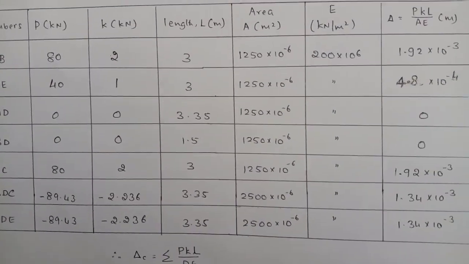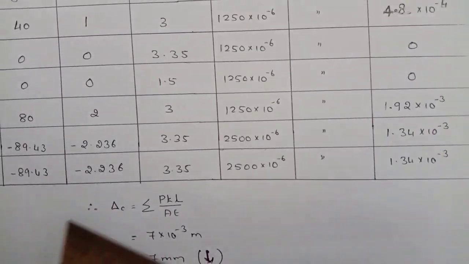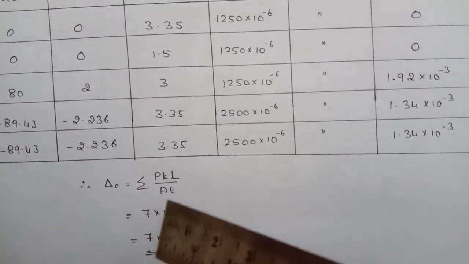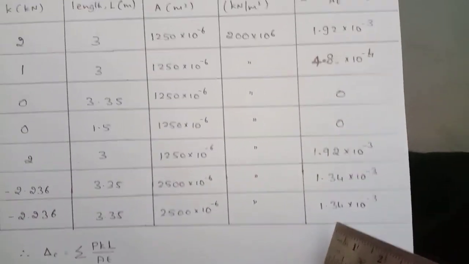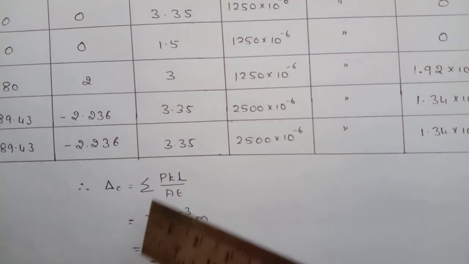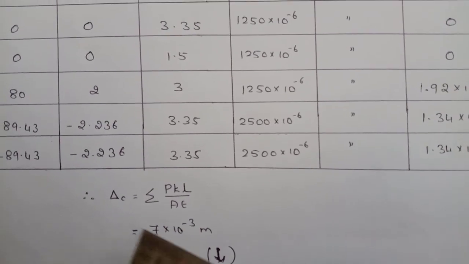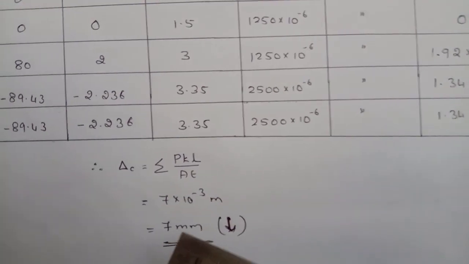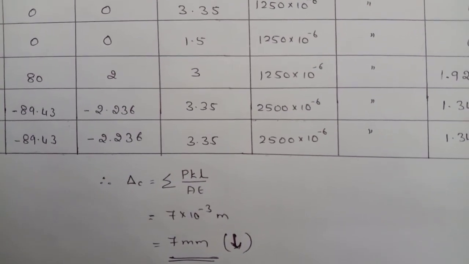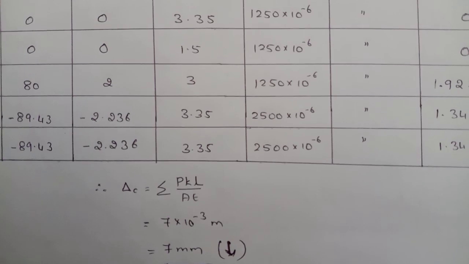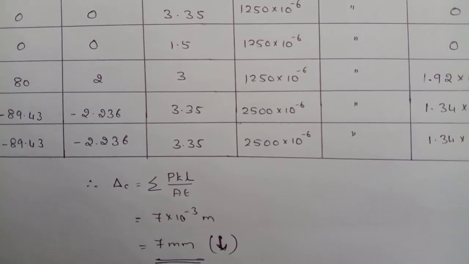Once you calculate the deflection of all the members, the last column you will get that. You sum this to get delta C equal to summation of PKL divided by AE. So this last column, you add all the values, you get this summation PKL divided by AE. When I add all these values, I get a value equal to 7 into 10 power minus 3 meter, or 7 mm as the vertical deflection. We remember that the same value we got for the same problem by using method of total strain energy and also Castigliano's theorem. Thank you.